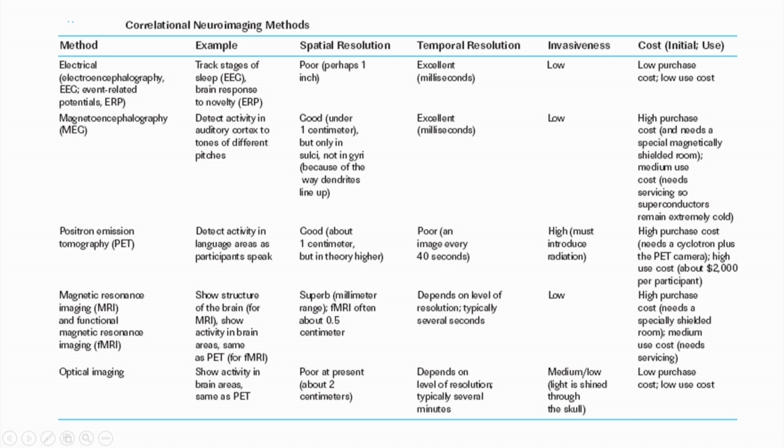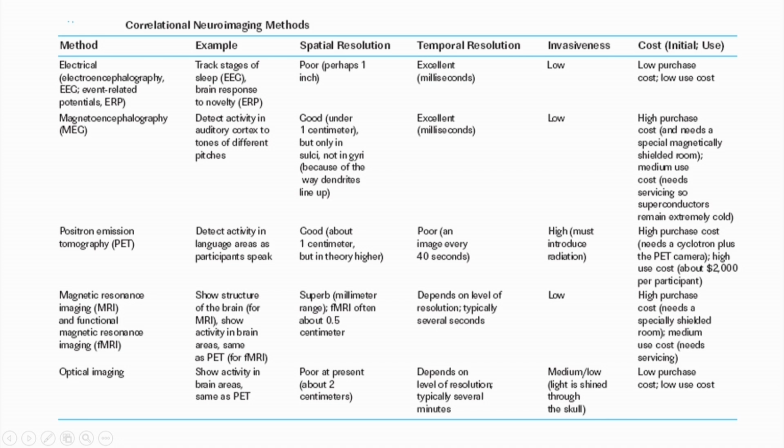The spatial resolution is very good, up to 1 centimeter, but the temporal resolution is very poor, because it takes almost 40 seconds to generate an image out of the PET of the O15 isotope. Invasiveness is high, as we inject a radioactive isotope of oxygen into the blood, and this has radioactive properties which could lead to problems.